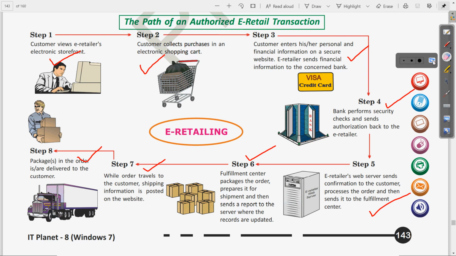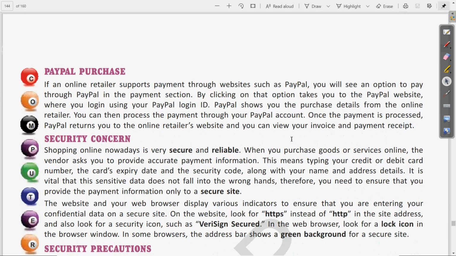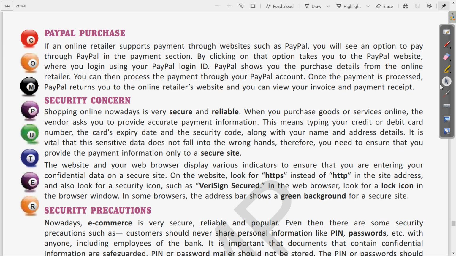And then next we have seen a method called PayPal purchase. That is also a payment method using which we can make the payment digitally. A person who has a PayPal login ID can make the payment using that, and when the payment is done, the e-retailer website gives you the invoice and the payment receipt. This is one of the international payment methods which is used on various e-commerce platforms.